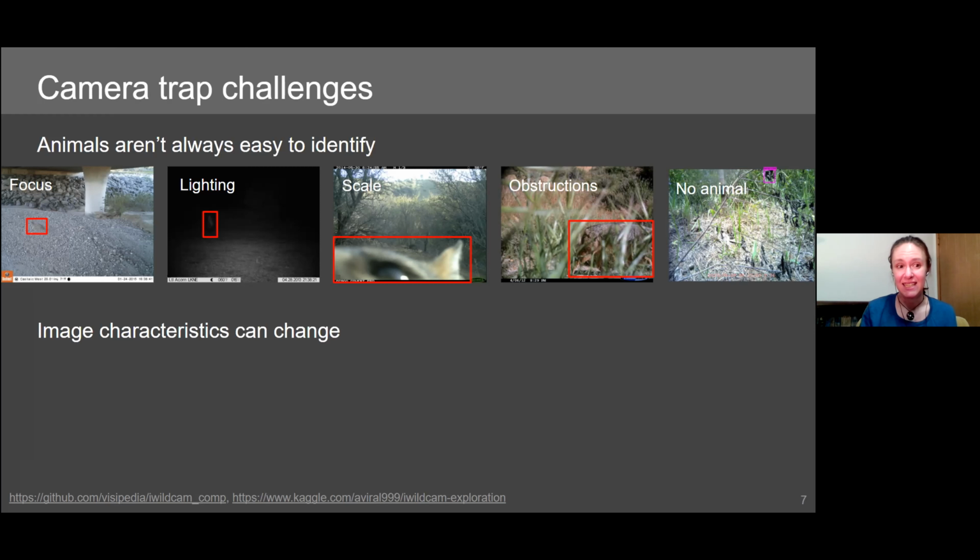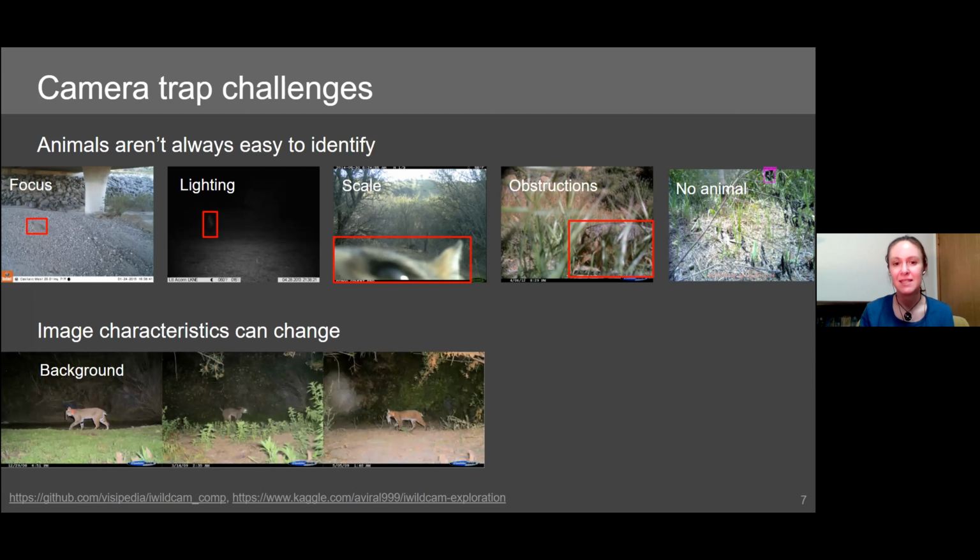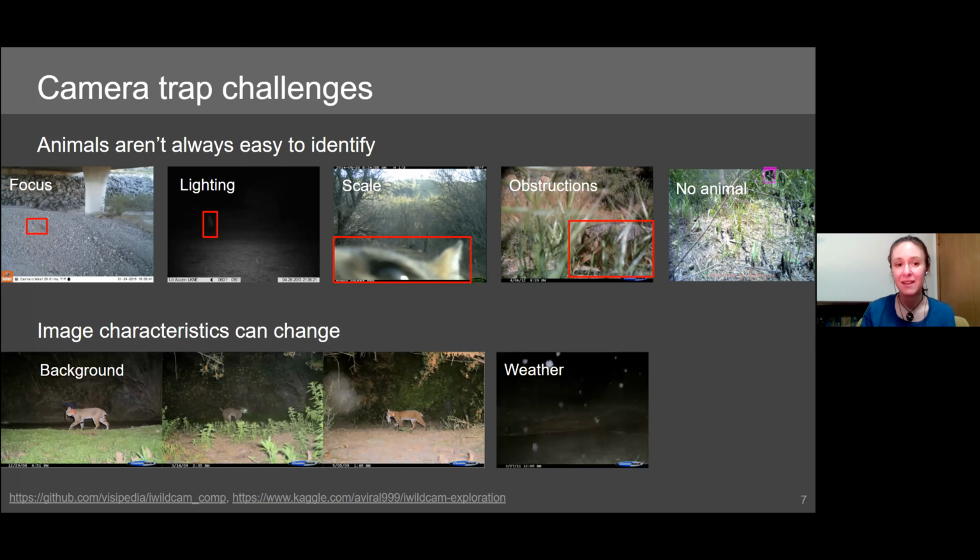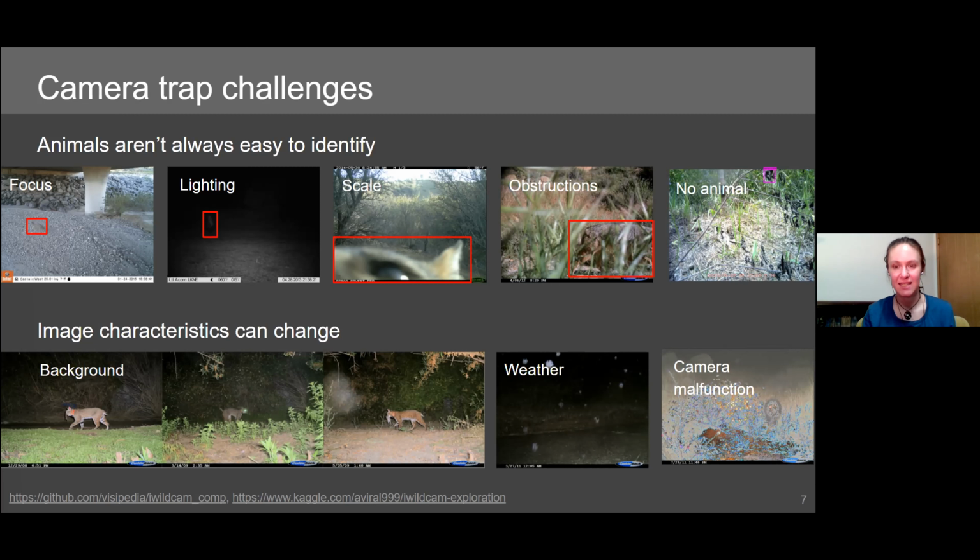Besides these things, the overall characteristics of the image can be different. Different seasons change the background. So these are 3 images from the same camera in 3 different seasons. Weather can affect it. It could snow, it could rain. Snow could also activate the motion sensor. And sometimes the cameras just malfunction and you get these really funky colors and it just looks weird. So whatever algorithm you come up with to automatically identify these camera trap images needs to be able to take these factors into account.